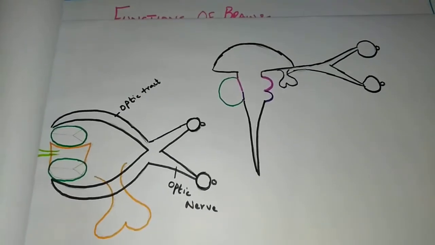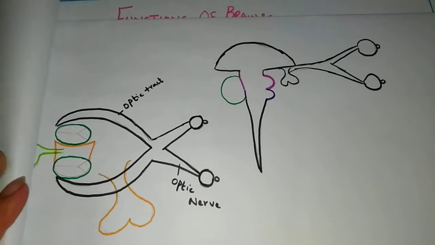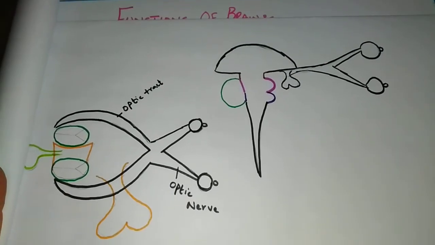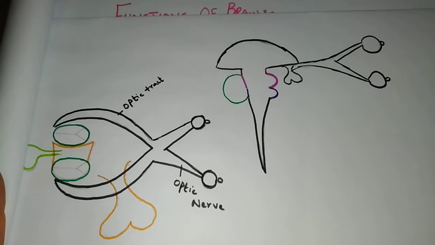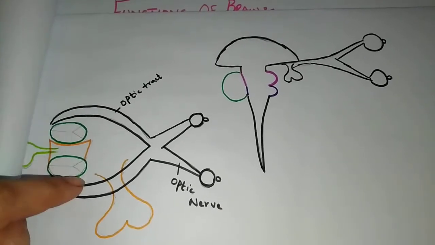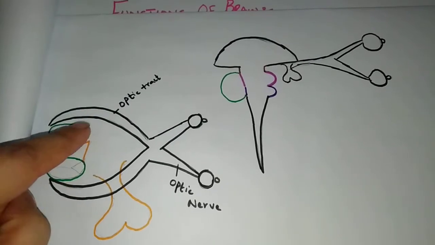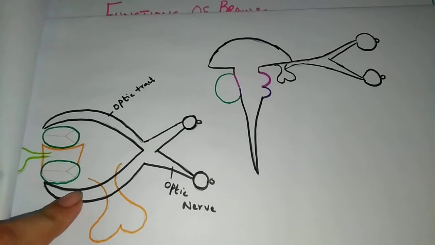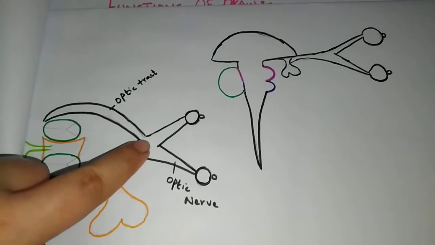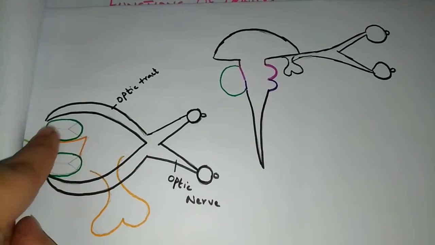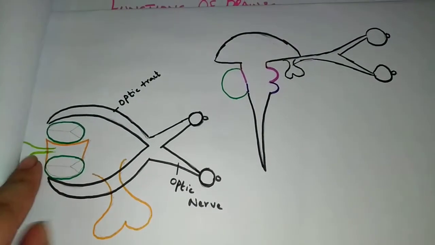In this diagram, I have shown the optic nerves, which are connected with the brain, with the forebrain. If somebody asks where the optic nerve is connected, the optic nerve is connected to the optic tract, and the optic tracts are connected to the forebrain.